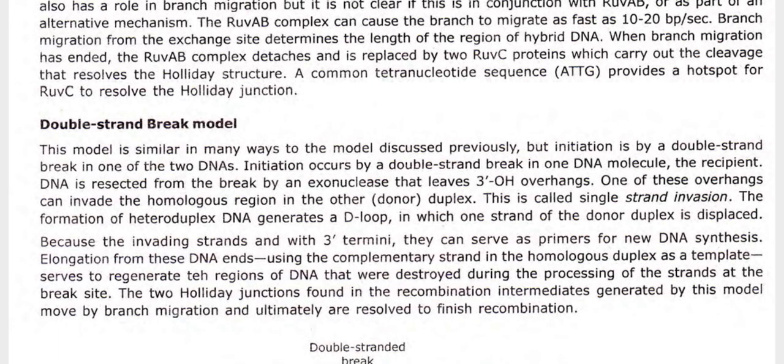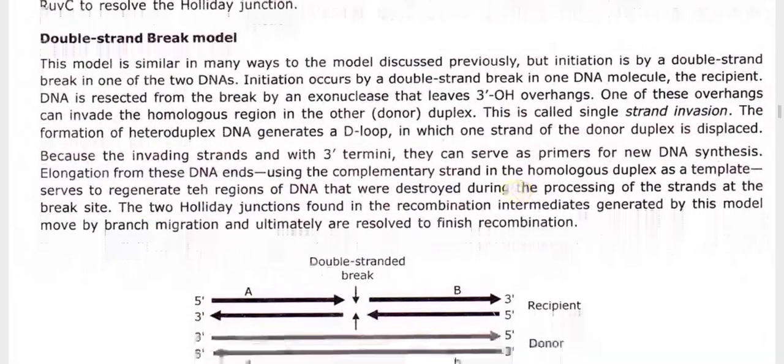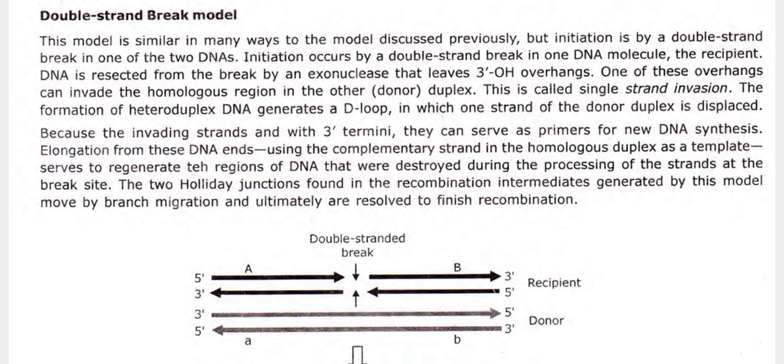When branch migration has ended, the RuvAB complex detaches and is replaced by two RuvC proteins, which carry out the cleavage that resolves the Holliday structure. A common tetranucleotide sequence, ATTG, provides a hotspot for RuvC to resolve the Holliday junction. Then next is the double strand break model.